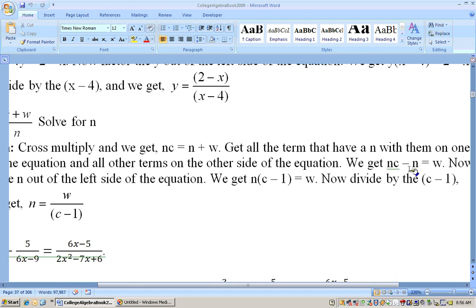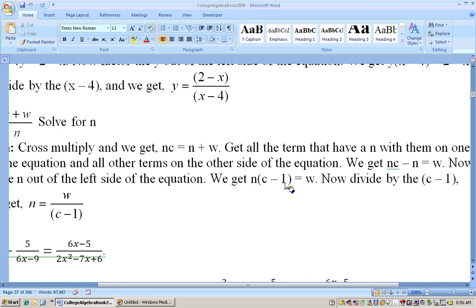Now it's just like the last problem, we can't combine these, so factor out the variable that you're solving for, which is n, and if you do that, we would end up with n times the quantity c minus 1. If you factor out or divide out an n, you're left with c minus 1. Multiply back through just to check. N times c is nc, and n times minus 1 is minus n.